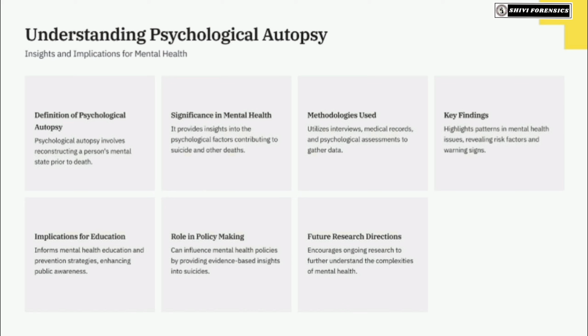Then, implications for education. Basically, mental health education and prevention strategies enhance public awareness. This should be normalized, that yes, a normal person can visit a psychiatrist to understand not only himself or herself, but also how they take things. This issue might look very small, and for people it's very easy to say, why are you visiting a psychiatrist? Are you mad or what? What's the problem in it? Why can't we normalize it?